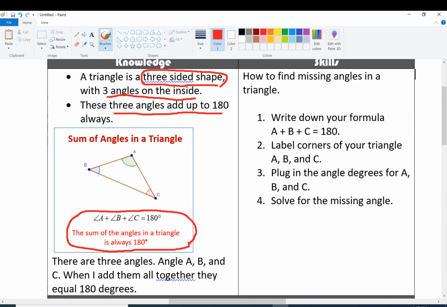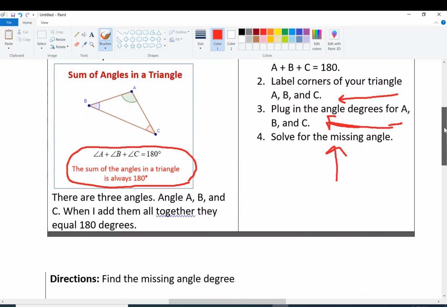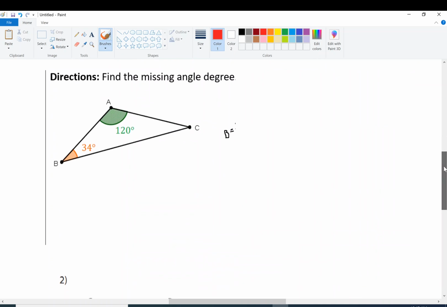So we can use this information to find missing angles, okay? What we're going to be doing today is we're going to write down our formula, label the angles of our triangle, plug in the angles that we know, and then solve for the missing angle. Let's look at two example problems to see how this is going to work.